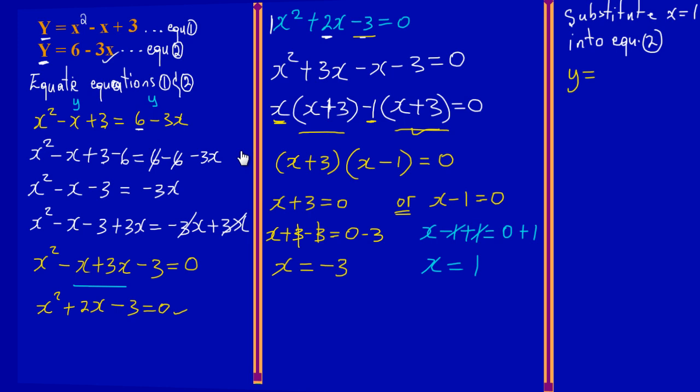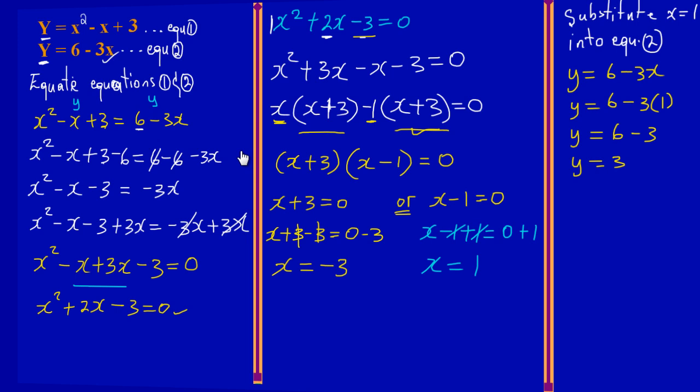Equation 2 states that y is equal to 6 minus 3x. So in substitution, y must be equal to 6 minus 3 times 1. Because x is 1, I've removed the x and placed the 1. A negative 3 times a positive 1 will give us a negative 3. So y is equal to 6 minus 3, which is equal to 3. So when x is 1, y is 3.